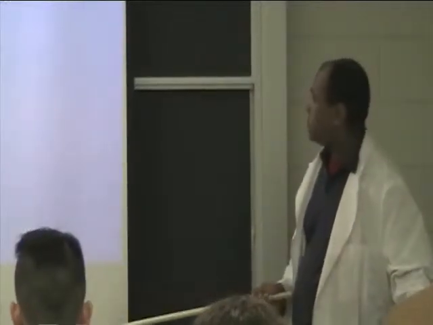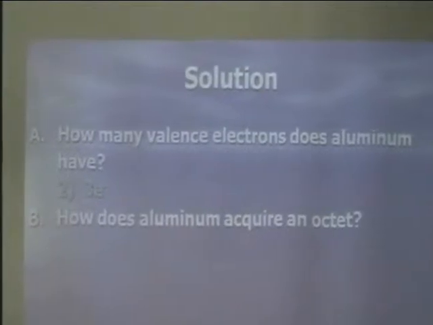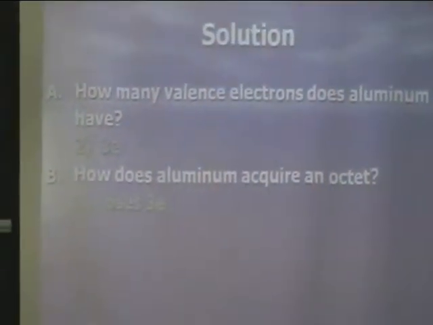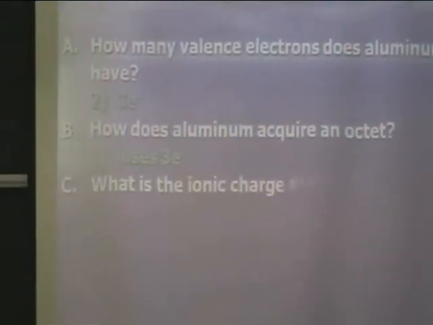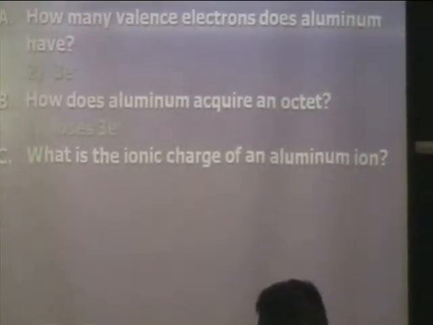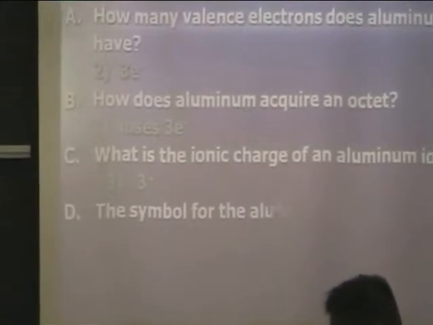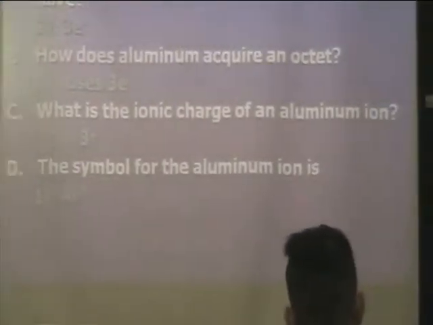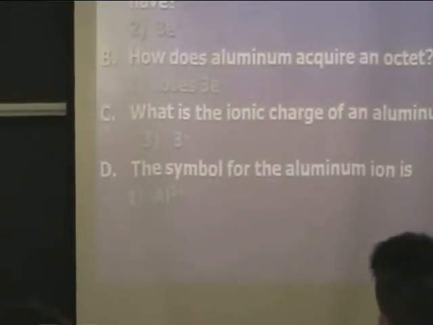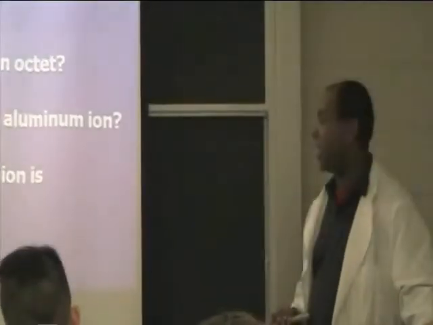Okay. So here are the solutions. How many valence electrons does aluminum have? 3 electrons. How does aluminum acquire an octet? It loses 3 electrons. By losing 3 electrons, it acquires octet. What is the ionic charge of aluminum ion? It's 3 plus. The symbol for aluminum ion is Al3+. Any question? Okay.